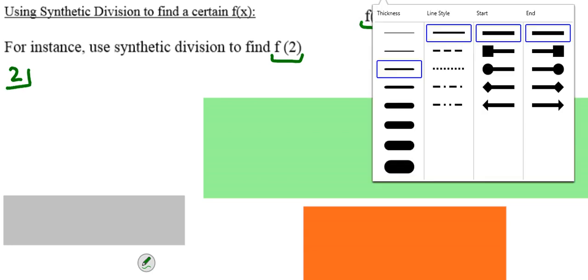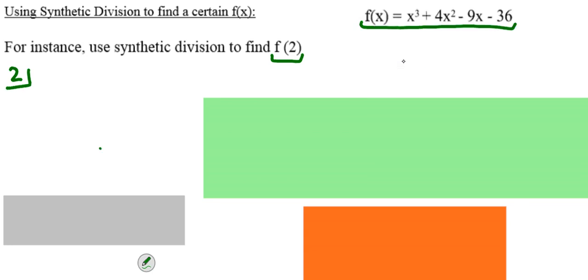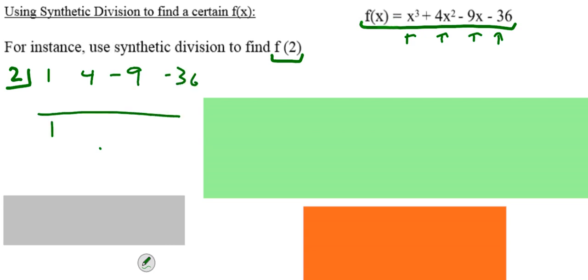I'm going to change the thickness. All right, so we're going to go ahead and put the coefficients, right? So we'll put 1 and 4 and -9 and -36, and we'll drop down the 1. We'll start multiplying. Right, 4 plus 2 is 6, and we'll multiply again, and then we'll add again, and we'll multiply again, and we'll add again, and we get -30.